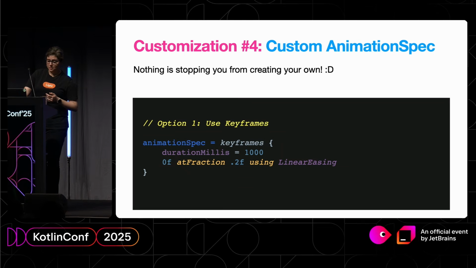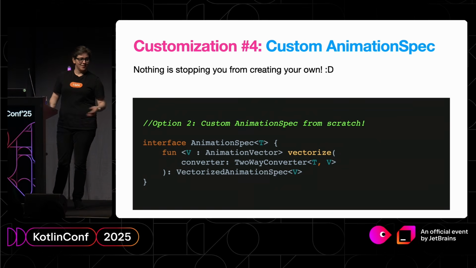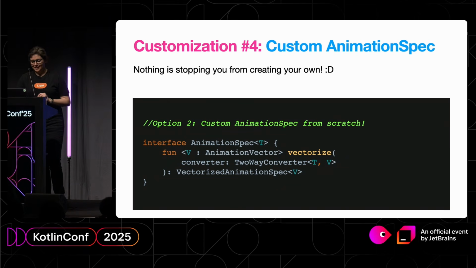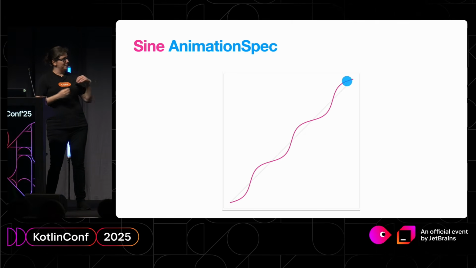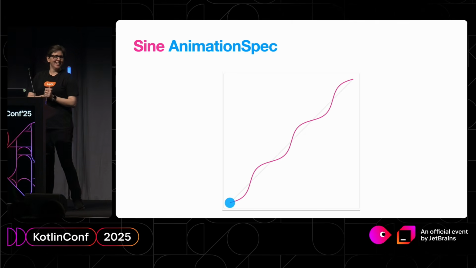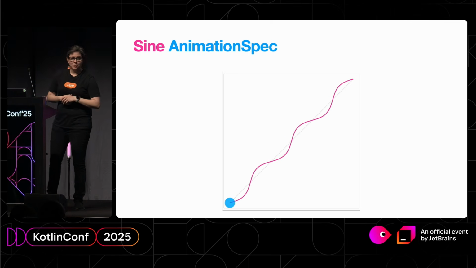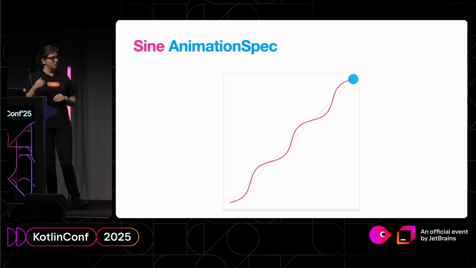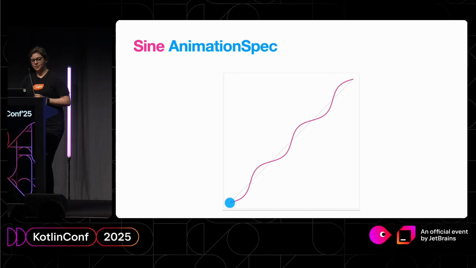Option number 2, however, is to create your own custom animation spec from scratch. You usually don't need to do this, as I said. You can get away most of the time with springs, tweens and keyframes, but that's exactly what we're going to do. So let's get into it. Again, I'm going to grab my favorite formula, which is sine, and we're going to be creating a sine animation spec, which instead of just going linearly to the point, is going to follow a wavy path. So how will we do this?